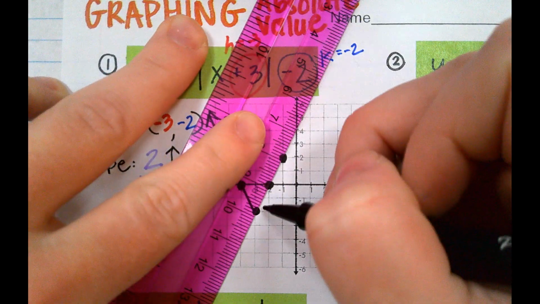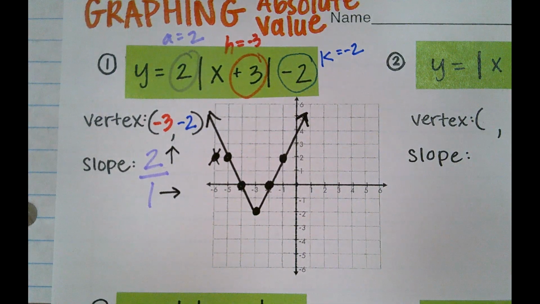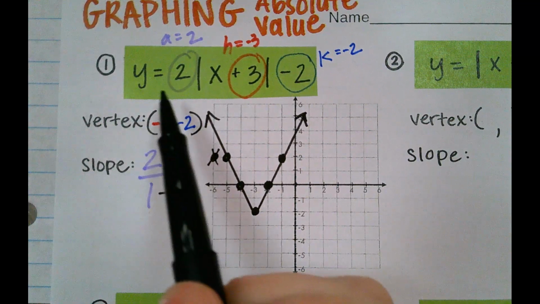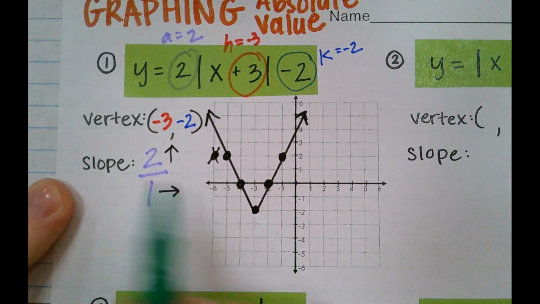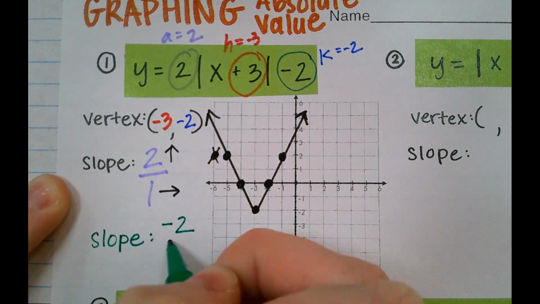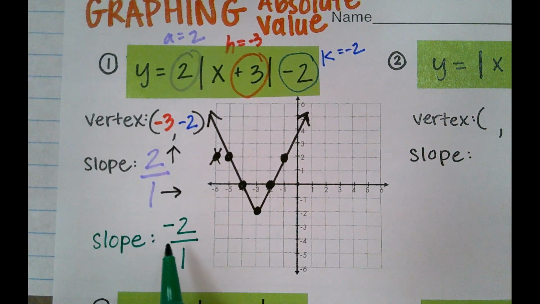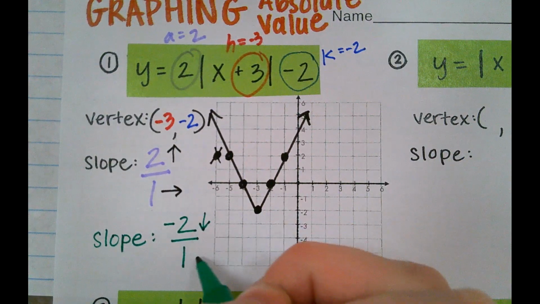Done and done. Will there be a time where a is negative? Yes, that will happen sometimes. I don't believe I gave you a negative a on this worksheet, but let's pretend that this was negative. What if my slope was negative 2 over 1? What do you think we would do differently? Yeah, we would just go down 2 instead. If it's negative, we go down 2 over 1.